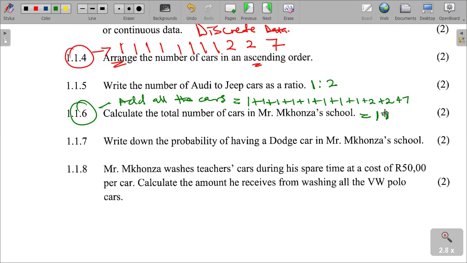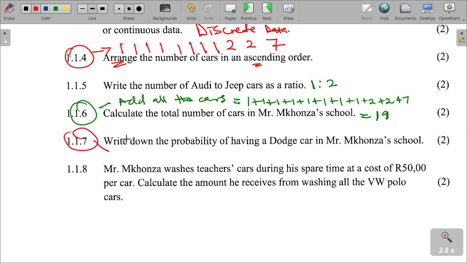We are just adding all the total cars that are in that question, in the table there. So write down the probability of having a Dodge car in Miss Sconza's school, the ratio of having the probability of having a Dodge car. That is question number 7.